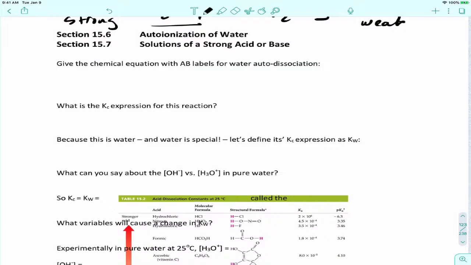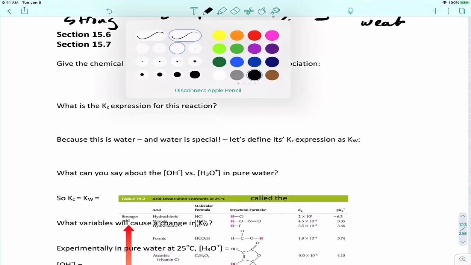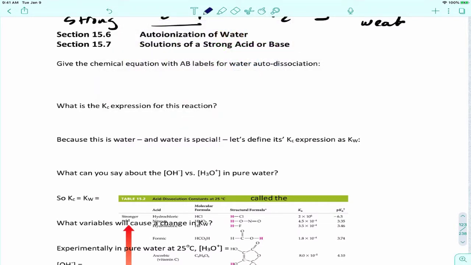Okay, so let's take a look at another equation. This time, let's take a look at what happens when water reacts. Let me rewrite water so we can study this reaction a little bit. Here's our water molecule, so let me draw it as a Lewis structure. Let's say a water molecule reacts with another water molecule, okay?